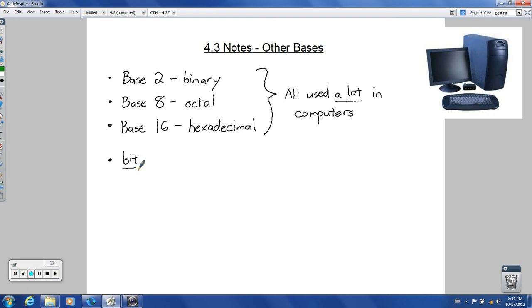So a bit, what is a bit? A bit is a single numeral. And this, I'm talking computer stuff now. So a bit is a single numeral like 0 or 1 on a computer.